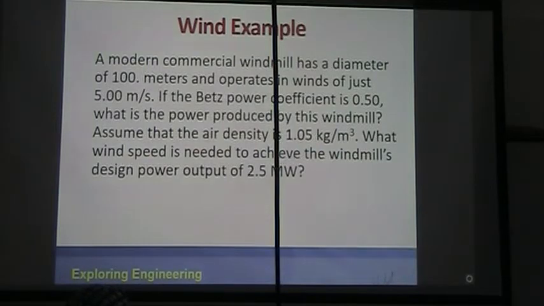All right, so here we have an example of wind power. We want to find out what wind speed is needed to achieve the windmill's design power output of 2.5 megawatts. All right, it's an exciting challenge.